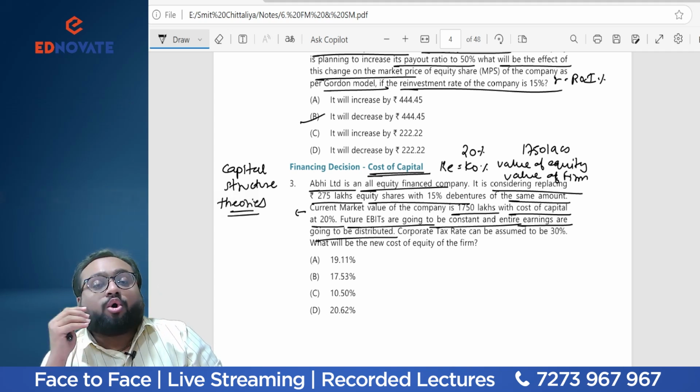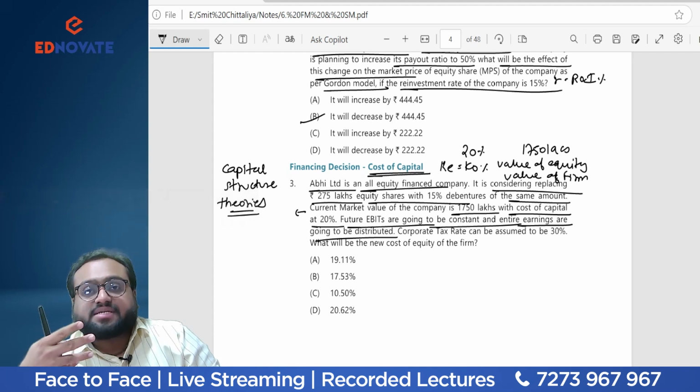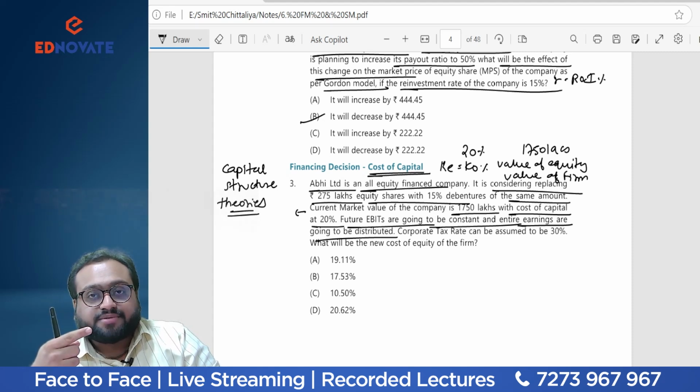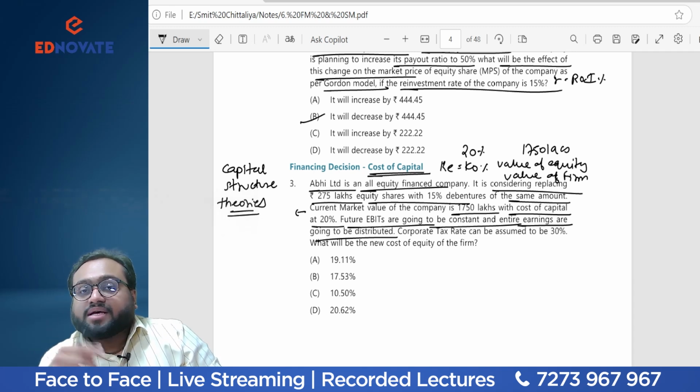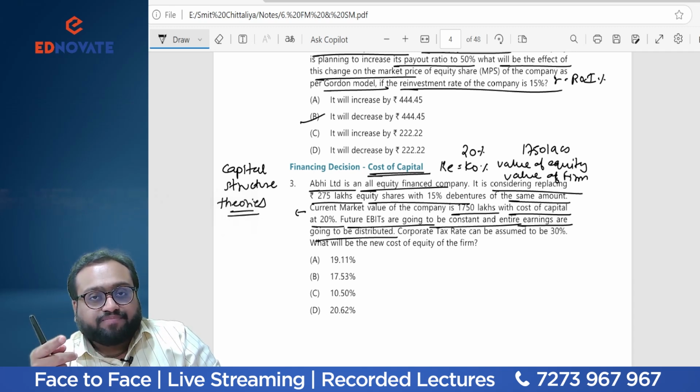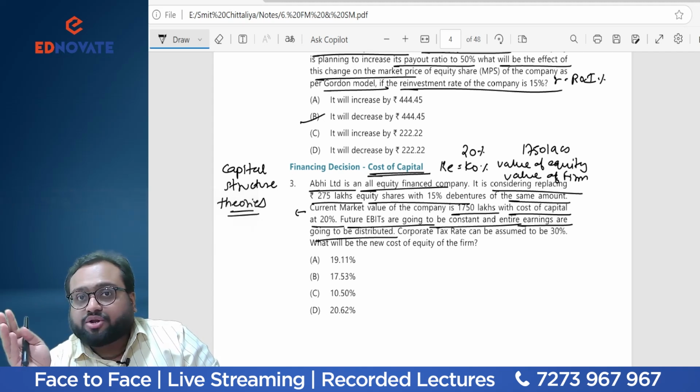And in all the 4 capital structure theories, there are 4 basic assumptions. And what are the four basic assumptions? There are only two sources of finance: debt and equity. Second, debt is cheaper than equity, KD will be always less than KE. Third, there is no taxation at all.